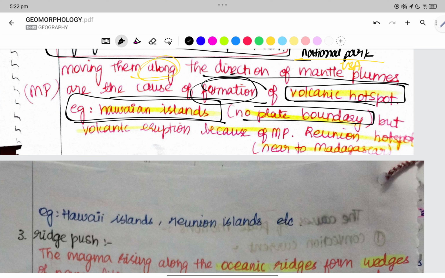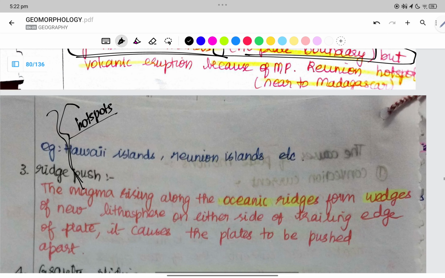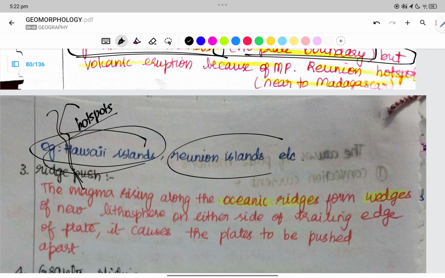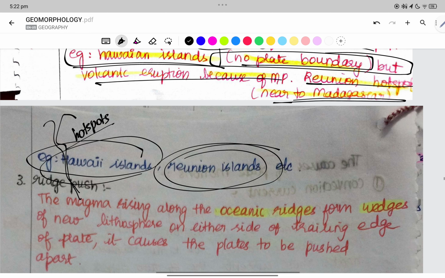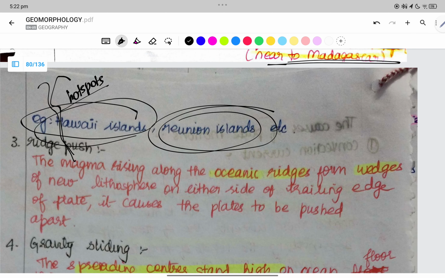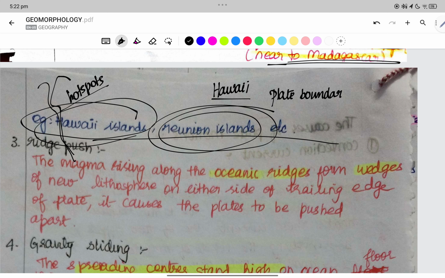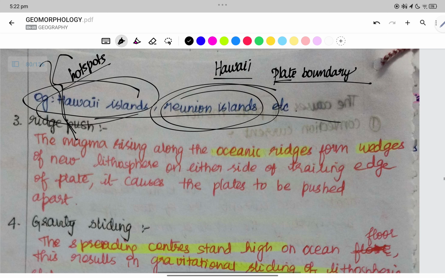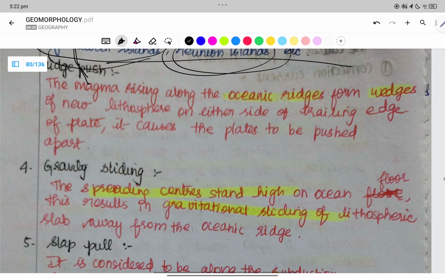The Hawaiian Islands have no plate boundary. Hotspots are not only in the plate boundaries. The Hawaiian Islands and Reunion Island are examples. Reunion hotspots are near Madagascar, and the Hawaiian Islands are in the Pacific Ocean. Here slab movements, trenches and ridges are not present, yet hotspots are present.